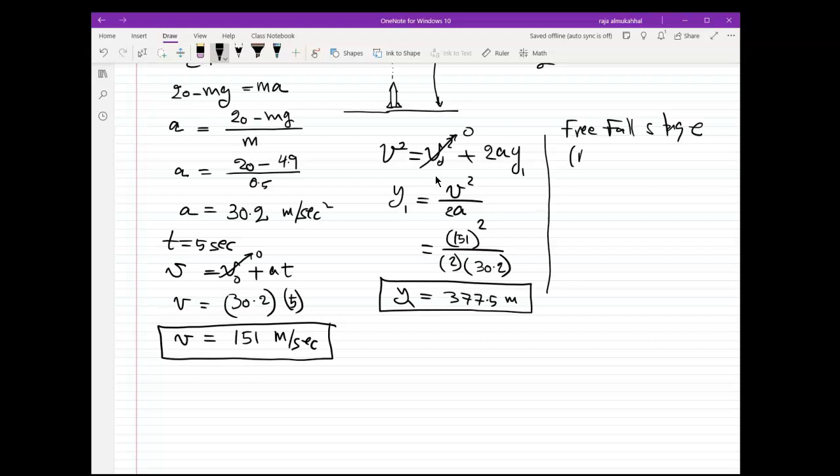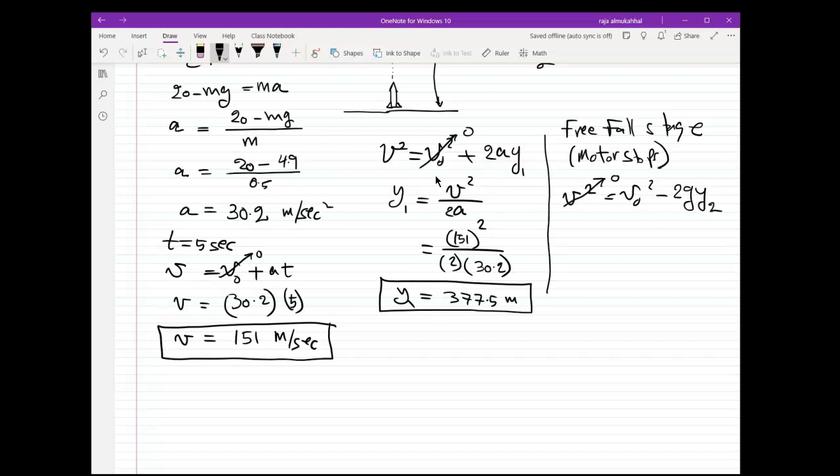Which basically means the motor stops. Right? So in this case, I can use the same equation: V squared equals V naught squared minus 2gy2. The final velocity here is 0. I hope you believe that, right?